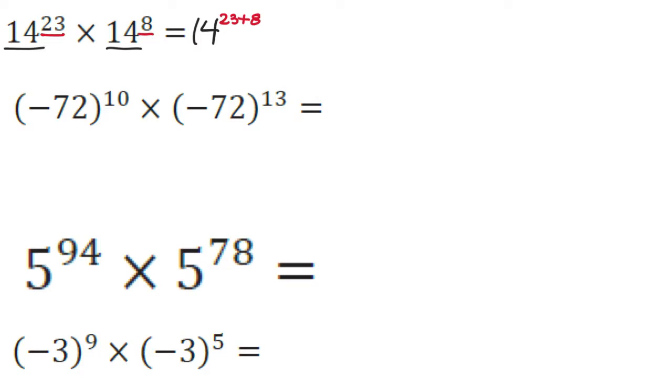and I'm just going to add those together. Why am I adding them? Because it was multiplying these two same bases. And then this gives us a final answer, fully simplified. It's base 14, but 23 plus 8 is 31. So then we get 14 to the power of 31.